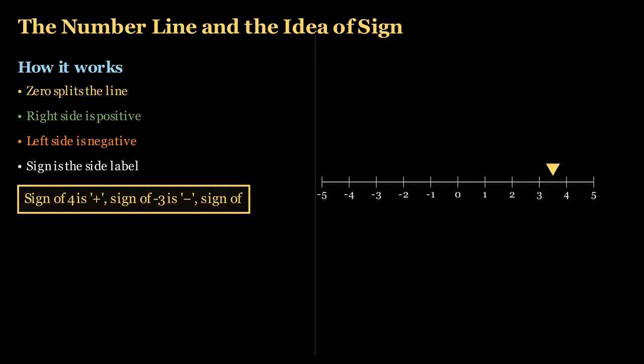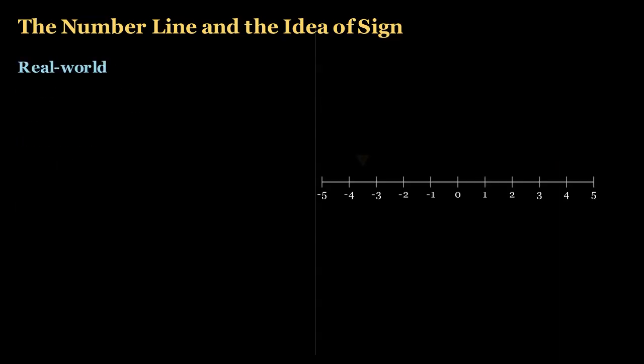Let's solve a concrete everyday problem. Imagine it's a cold morning and the thermometer reads -5 degrees Celsius. What does that mean? 0 degrees is the freezing point of water, our reference. -5 means the temperature is 5 degrees below freezing. On the number line, we'd place a point 5 steps to the left of 0.